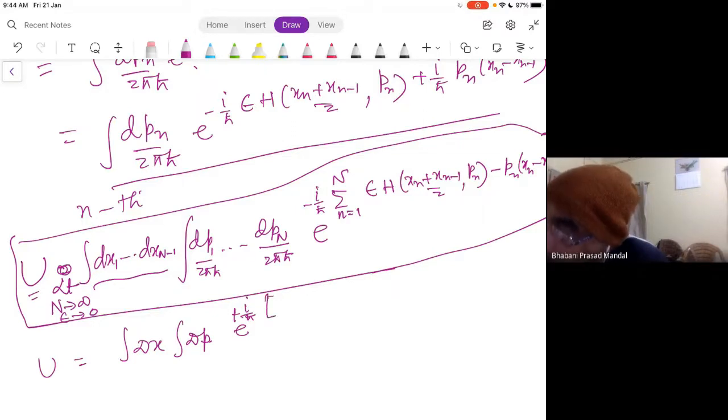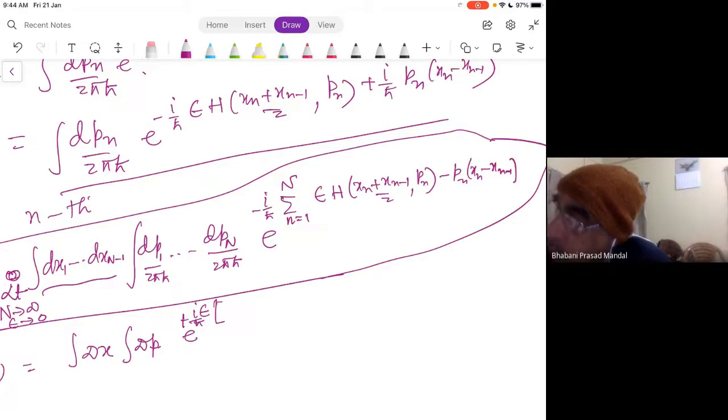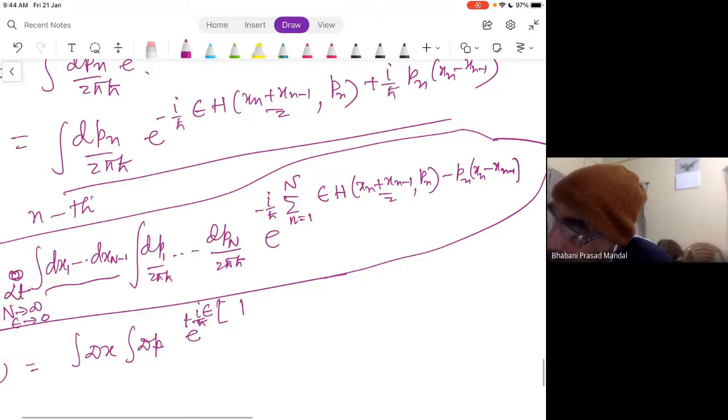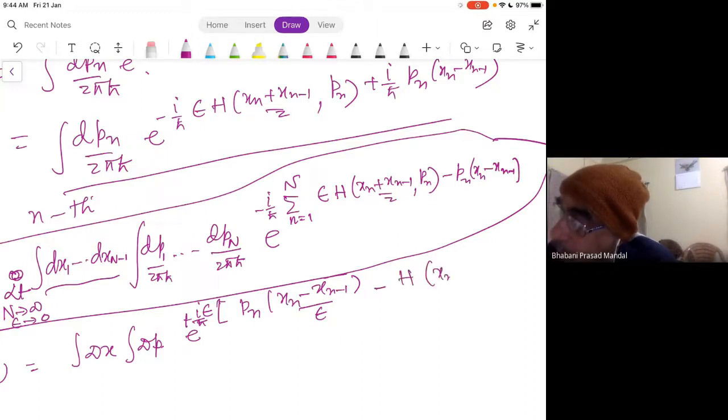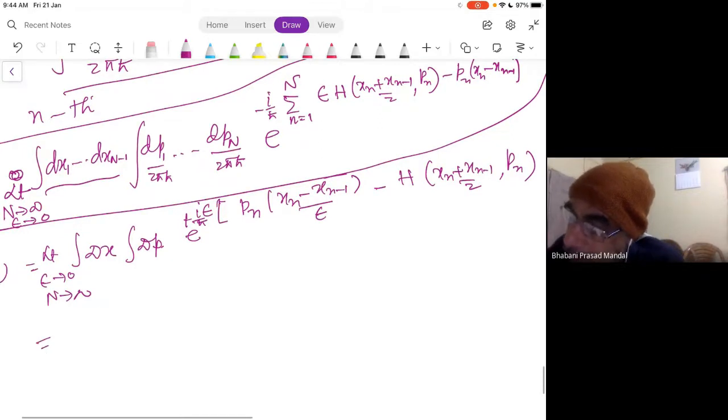So it will be an epsilon, let us take epsilon outside, then the first term will be this, I am writing plus, so this first term is plus, so I'll write Pn times xn minus xn minus 1 by epsilon, because I have taken epsilon common, there is no epsilon here, there is epsilon, and minus H of xn plus xn minus 1 by 2 and Pn. Remember, we have the limit epsilon going to 0 and N going to infinity.